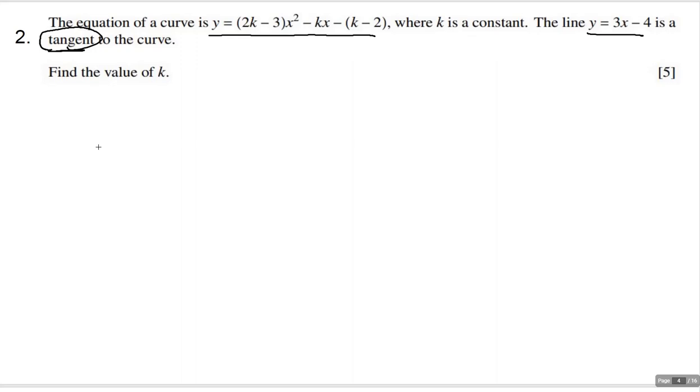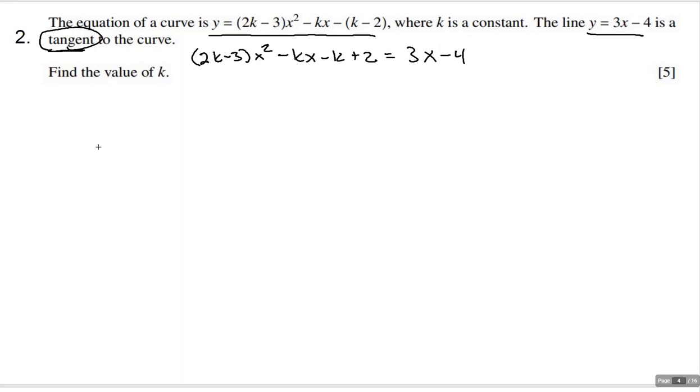Okay, so hopefully you did that. And again, I know it looks a little bit crazy, but what we're talking about is going 2k minus 3 x squared minus kx minus, and you know what? In this case, I'm probably just going to go ahead and distribute this. So this is going to end up being minus k plus 2, just because that's extra. We don't need that. And I'm going to make it equal to 3x minus 4.